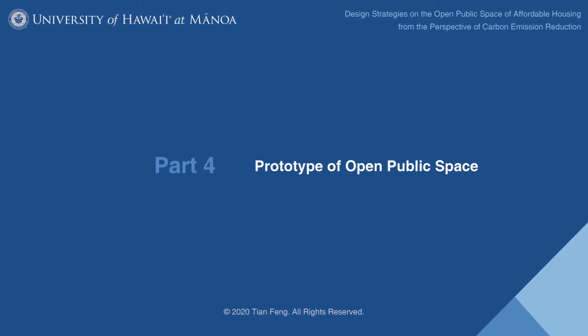Now, we are coming to the fourth part, prototype of the open public space. In this part, I will talk about the different shapes of the open roof, open vertical garden, and open ground floor. I try to propose some suggestions to keep a balance on carbon emission reduction and practical use.